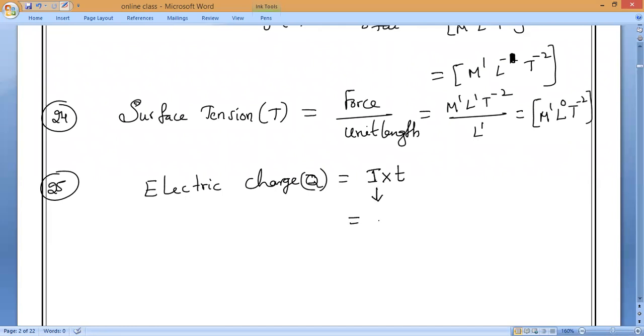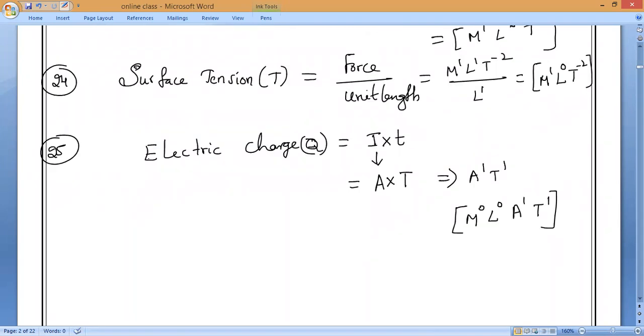So what are the dimensions of I? We have written it. Check it, everybody. Look at the fundamental physical quantities. What is I? Current, electric current. What is the unit? Ampere. What is the symbol? A. And T is time. So the dimensions will be A power 1, T power 1. So tell me the dimensions fastly. M power 0, L power 0, A power 1, T power 1. So that is the dimensions of electric charge.